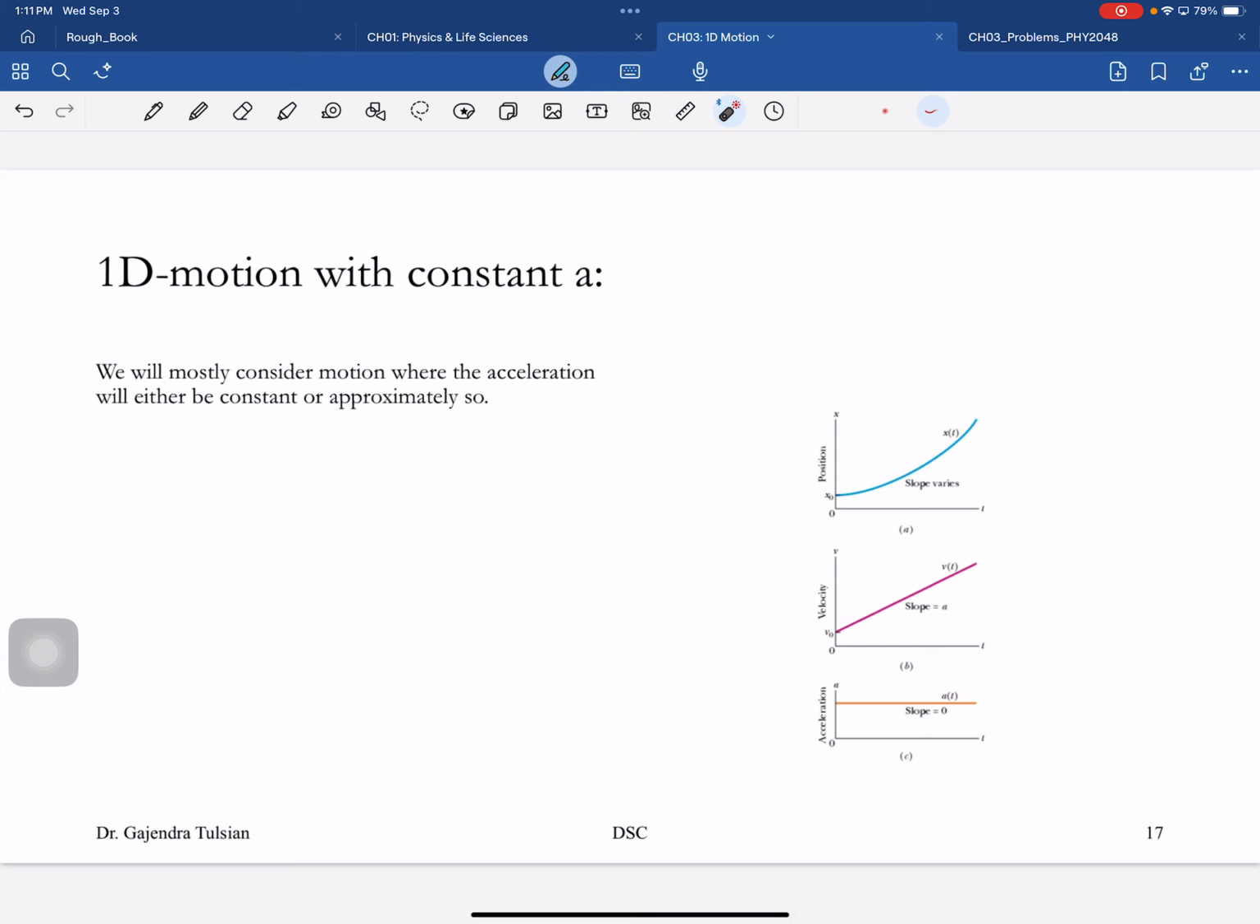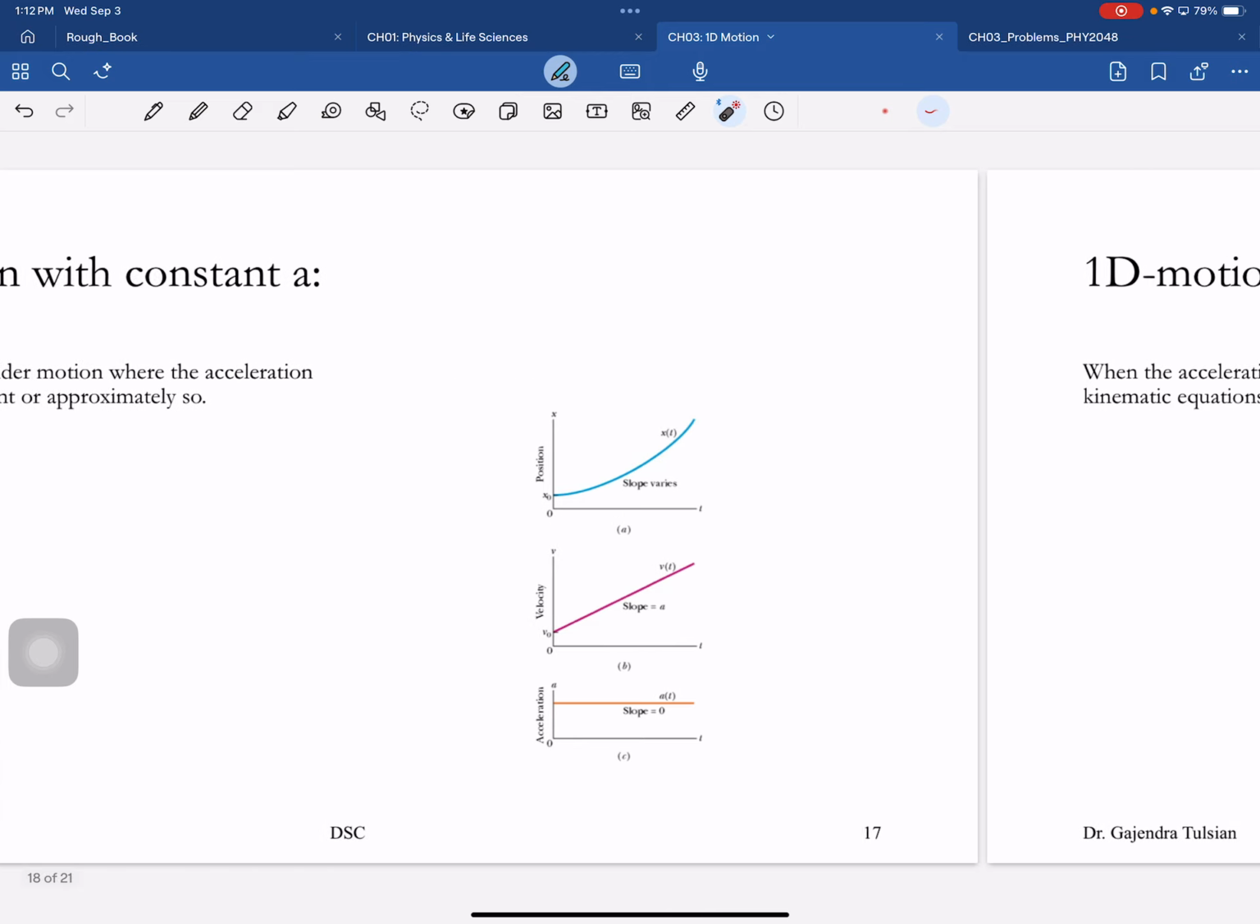So, for a freely falling object, if you measure the position as a function of time, the distance this object will travel will be a quadratic function of time. It will be a parabola. Acceleration is constant, velocity is a linear function of time. So for constant accelerated motion, the velocity is a linear function of time, and the position is a quadratic function of time.